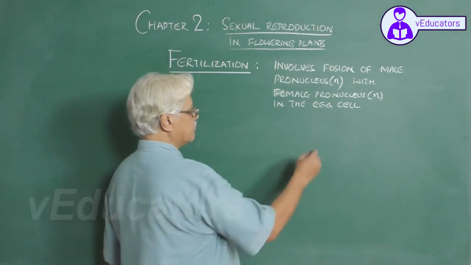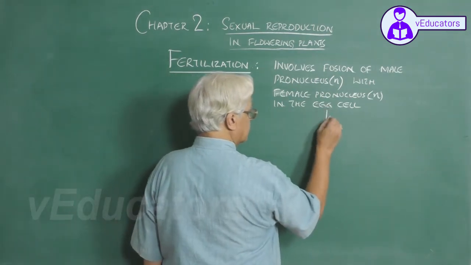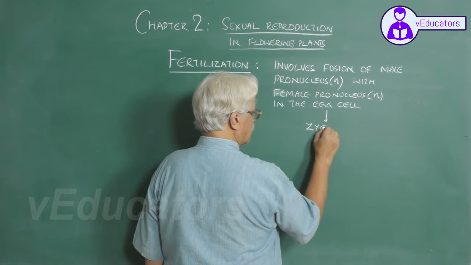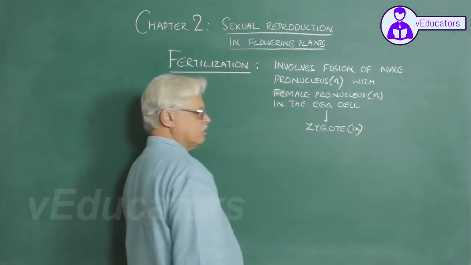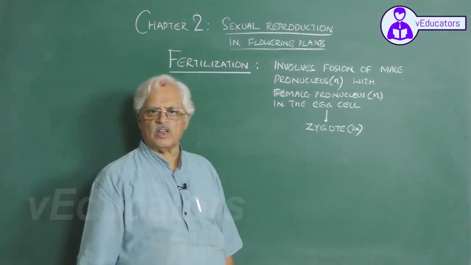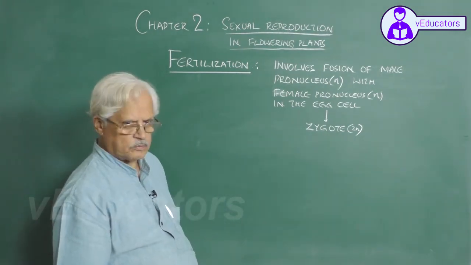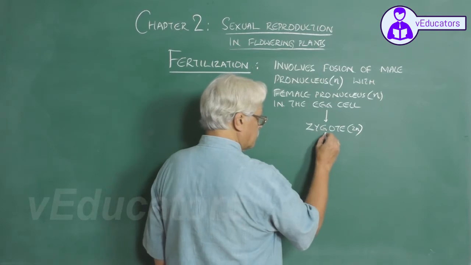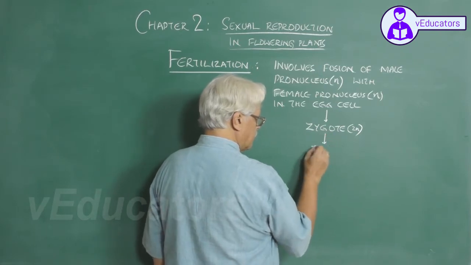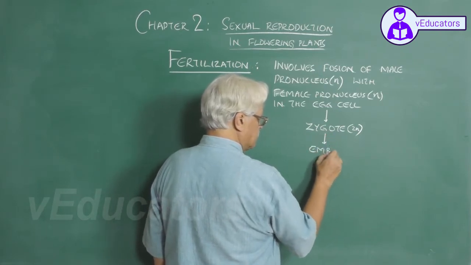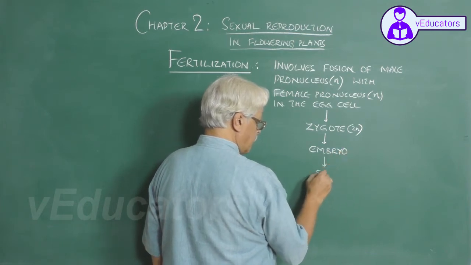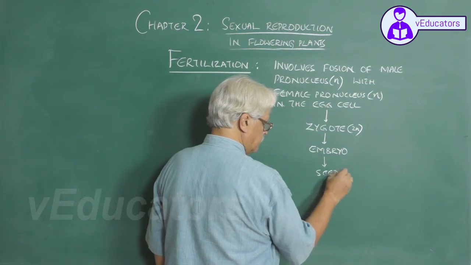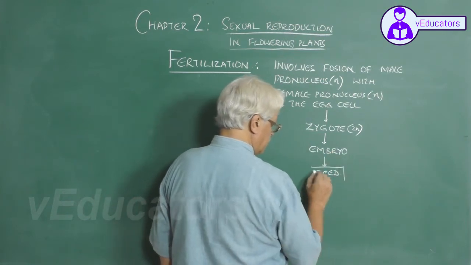This fusion results in the formation of a diploid cell called zygote, and this zygote subsequently develops into the embryo, and that embryo becomes the seed.